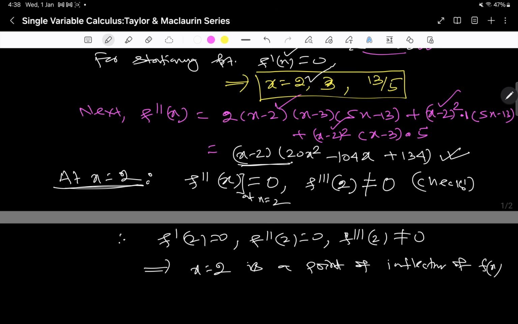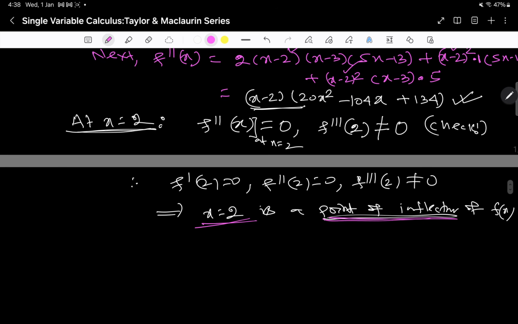So this is a point of inflection of f(x). x is equal to 2 is a point of inflection of f(x). Now similarly we should go for the test at x is equal to 3. At x is equal to 3, what will happen to f double dash x? If you substitute x is equal to 3 here, it will give you 2, which means it is positive.